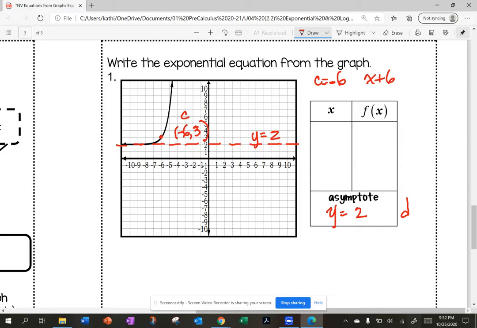And then I want any other point that's on the crosshairs. So I'm looking for a point on the crosshair. I see this point right here, which is (-5, 7). I can use any other point, and on this particular graph, that's the only one I really have as a choice. So I know I have the point (-6, 3), where this -6 is my c transformation. And then the other point I'm going to use is (-5, 7), and this is the point I'm going to use to substitute to find the base.